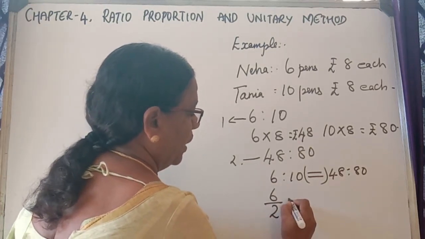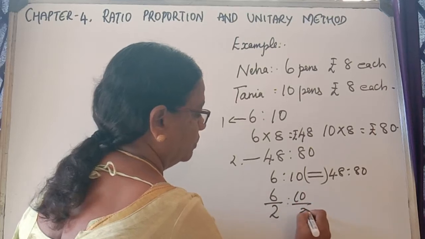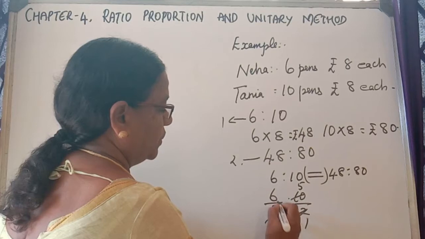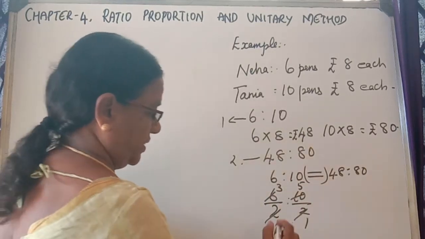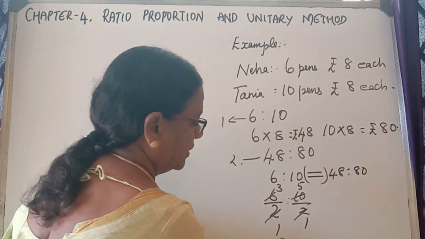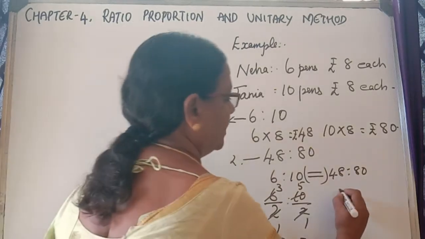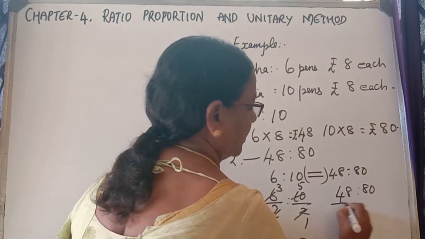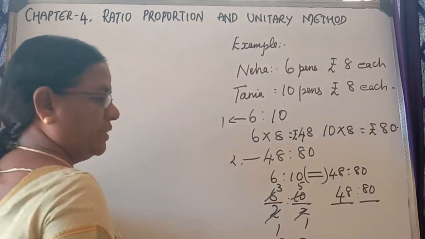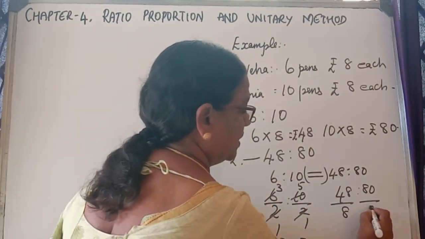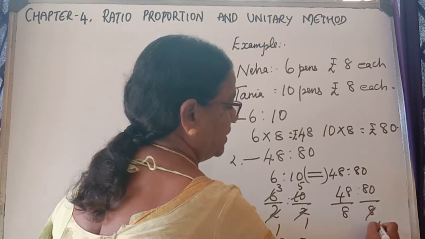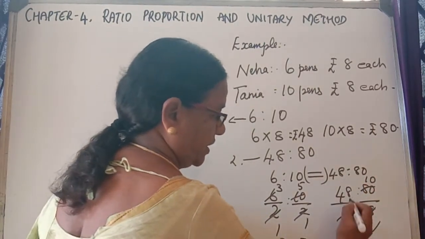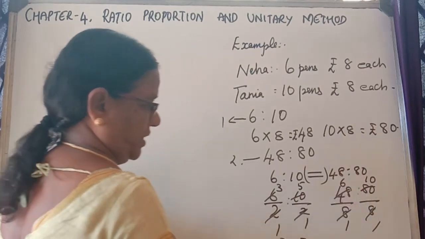6 by 2 is to 10 by 2. 2 ones are 2, 5 twos are 10. 2 ones are 2, 3 twos are 6. 3 is to 5. Now here 48 is to 80. Now what table can we use? Shall we take the 8 table? Yes. Here 8 ones are 8, 10 eights are 80. Here 8 ones are 8, 6 eights are 48.